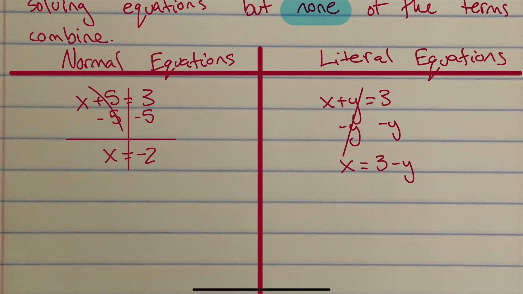3 minus y. And that's going to be our answer. That's where we stop. We cannot combine these because they're not like terms. So we're just going to leave it exactly the way it is.